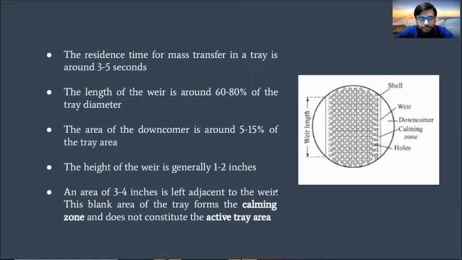And there are these calming zones. In this figure, we see that there is some blank area between the weir and the sieves, that are the holes. This blank area does not constitute the active tray area, but it has some other function as well. These are called calming zones.